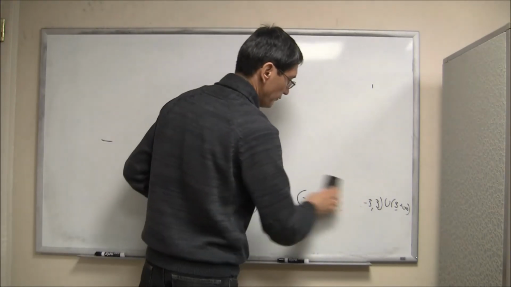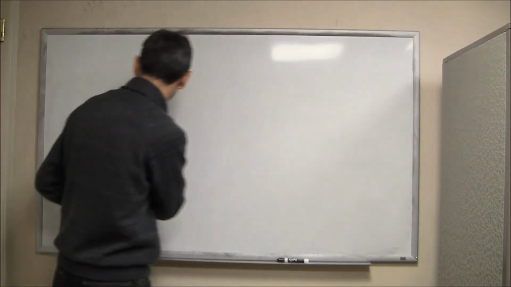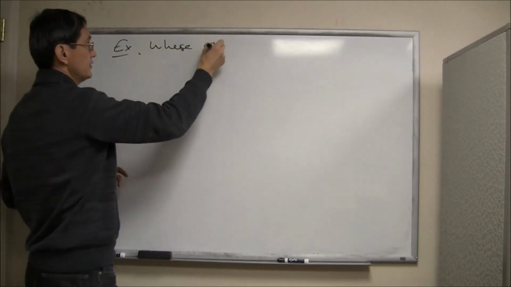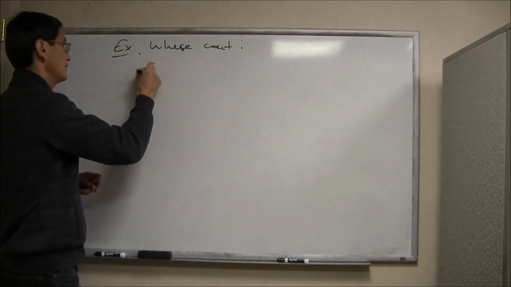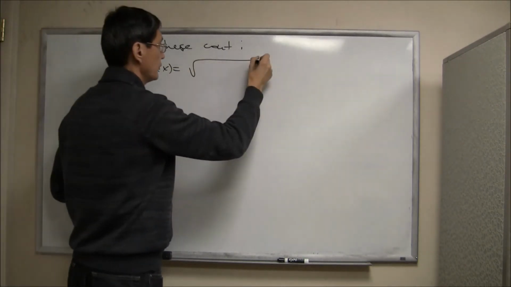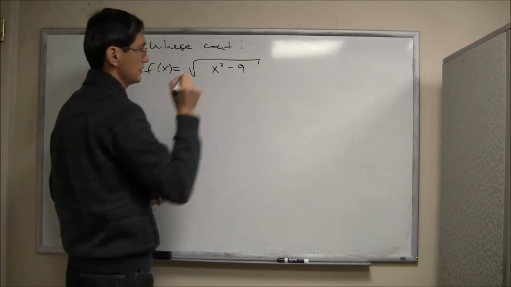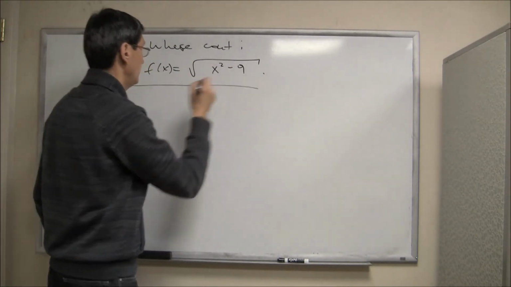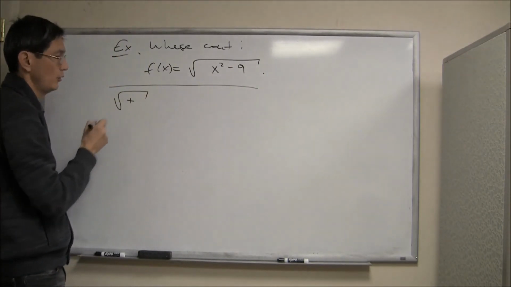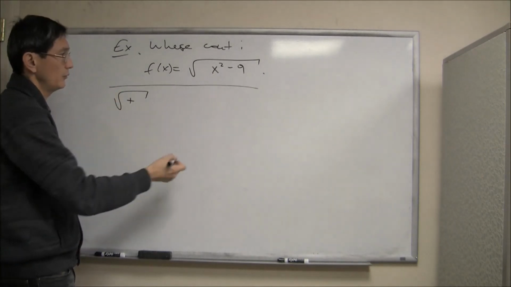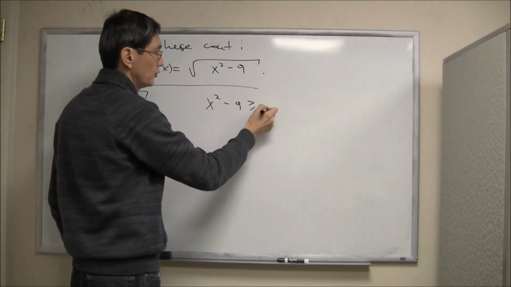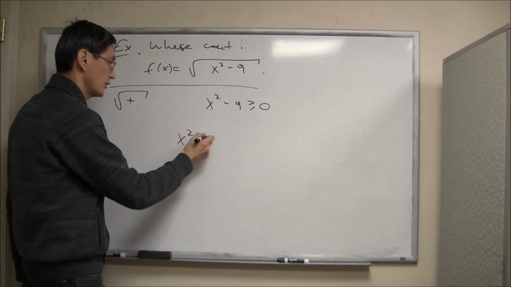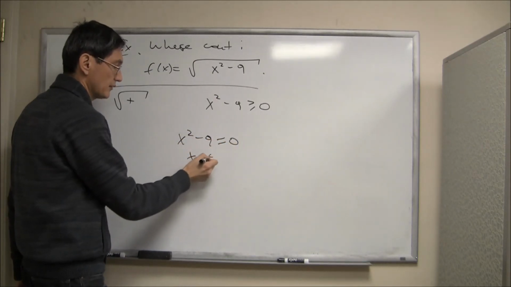Now the example will be with a square root. So, the same question of where it is continuous, and we have a function f of x, now something involving a square root, say the square root of x squared minus 9. The square root is defined when the expression under the square root is positive or 0. So we want x squared minus 9 to be greater than or equal to 0. To figure out where that holds, we set x squared minus 9 equal to 0. We get x equals plus or minus 3.